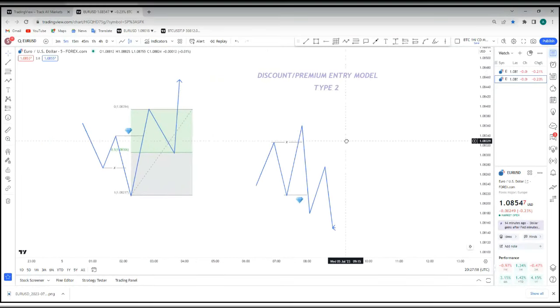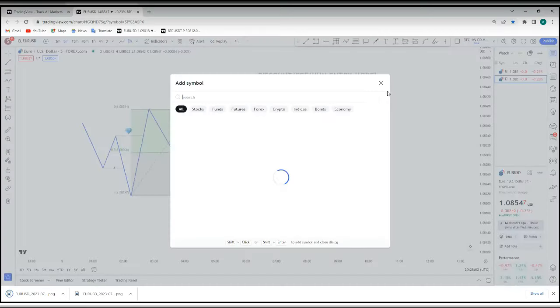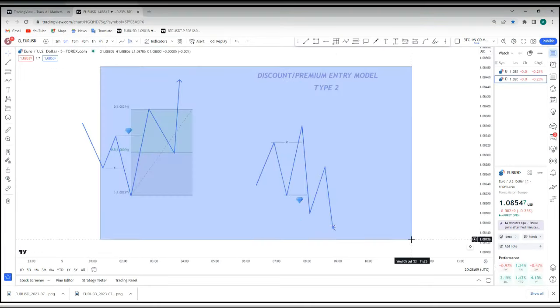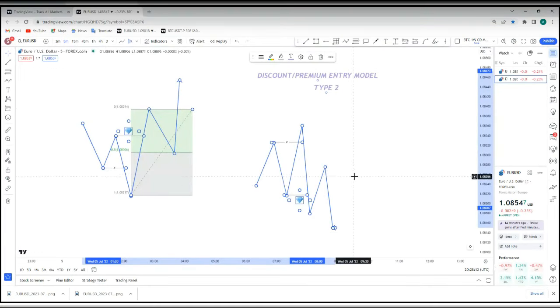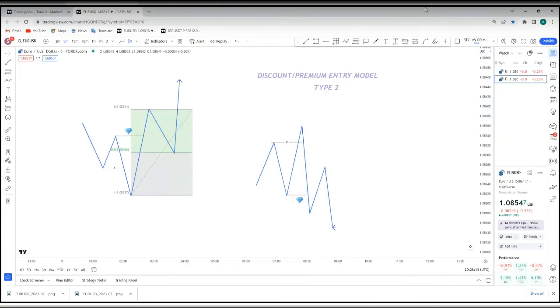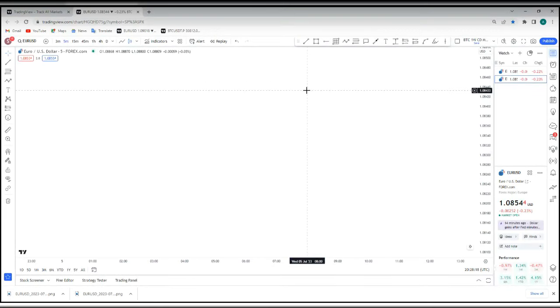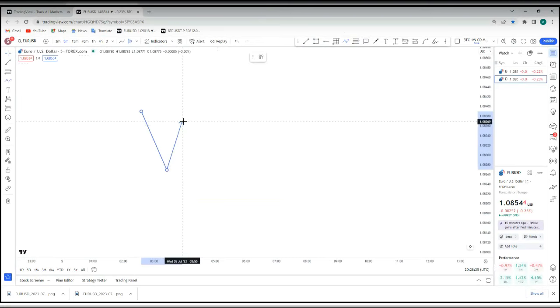Now let me save it for you guys. I'm giving you an assignment on this. Same as this as well. Same as this. You use the Fibonacci. Entry model 3. We have the same structure. I think I will not be deleting this.